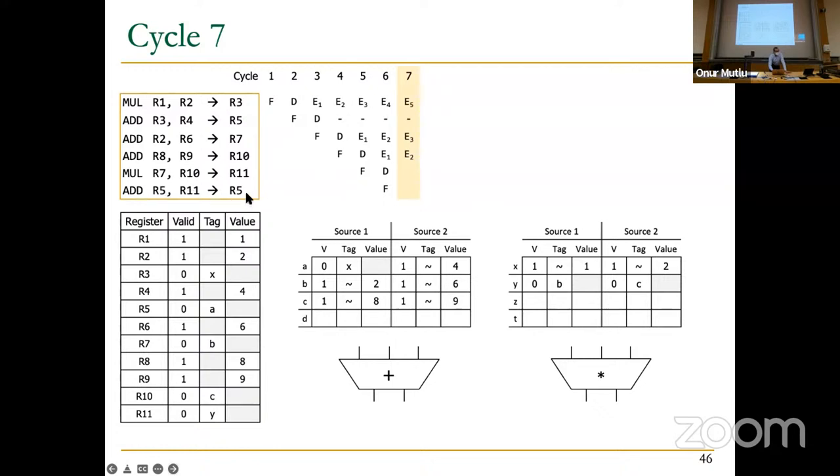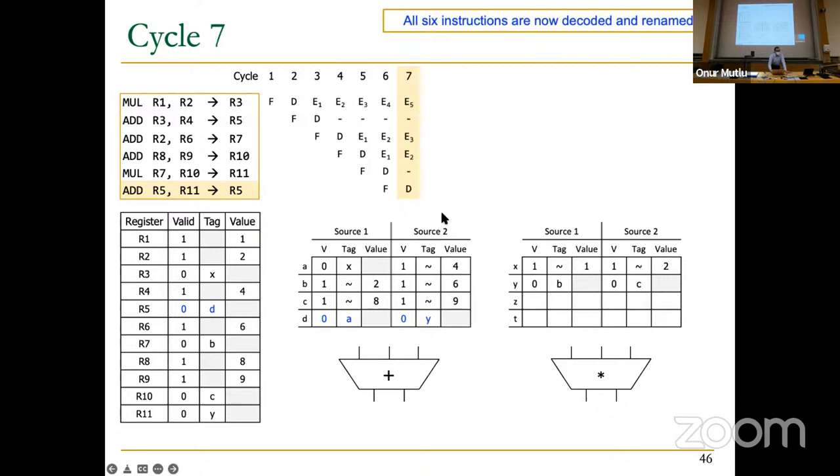And add is going to rename register 5. So there's something interesting happening over here. Basically, these are the sources that it read, and then it renamed register 5 to D. Basically, at this point, all six instructions are now decoded and renamed. Register 5 got renamed twice. As you can see, in the pipeline, there are two instructions that are writing to register 5. This add, which has not started executing, and this add, which also has not started executing. So there are two definitions of R5 in the pipeline.